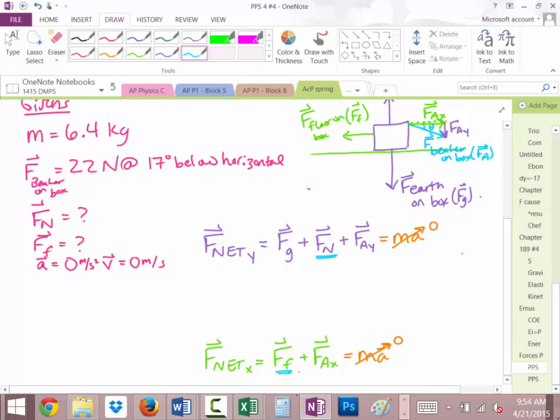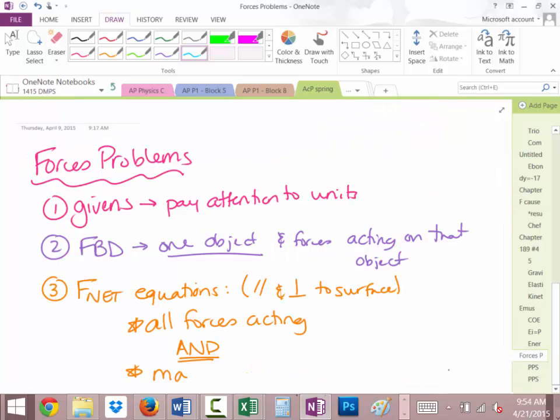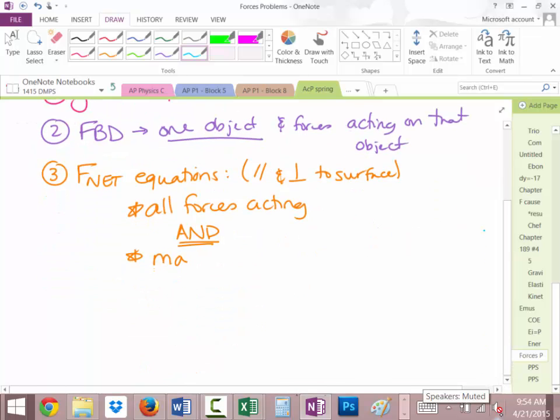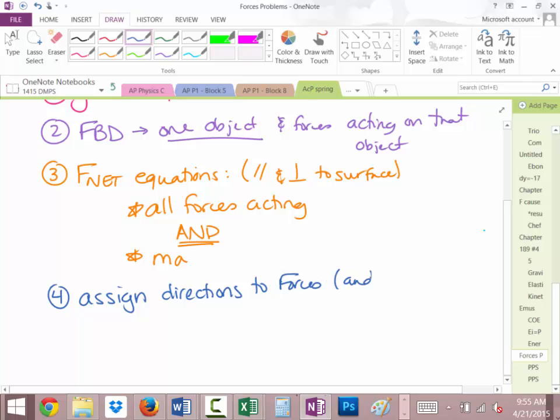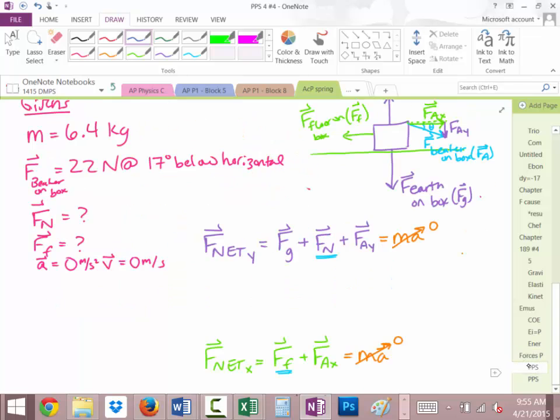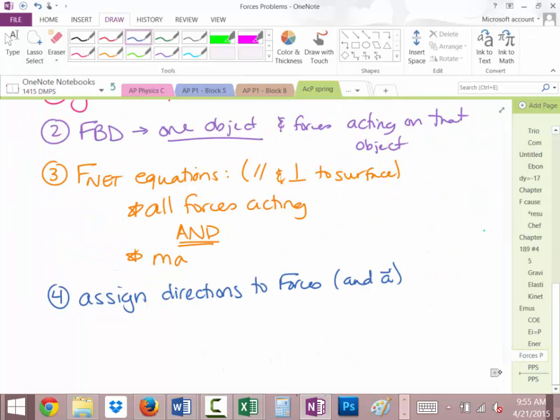So I'm going to put this in my list of things to do: before I solve, which is what I really want to get to, step 4 is to assign direction to my forces, and acceleration, if there is an acceleration. Sorry, did you guys catch that? Sorry, I was going fast because I was excited.